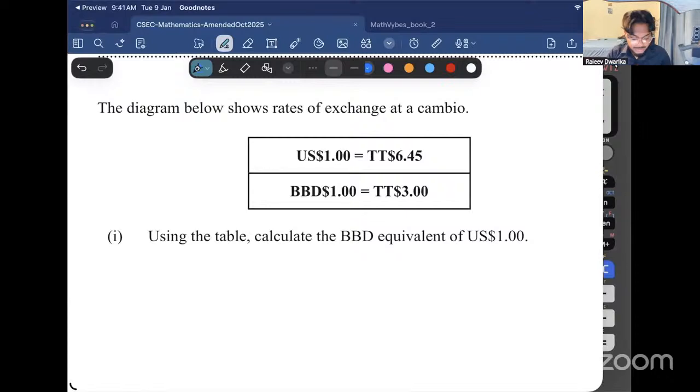Diagram below shows rates of exchange at a cambio. What is a cambio? What's that? Cambio. I think they mean to say casino. But that is way. Cambio.